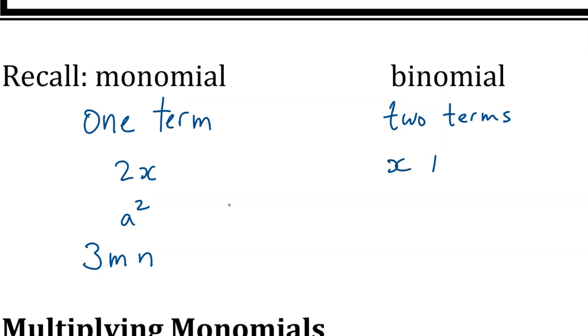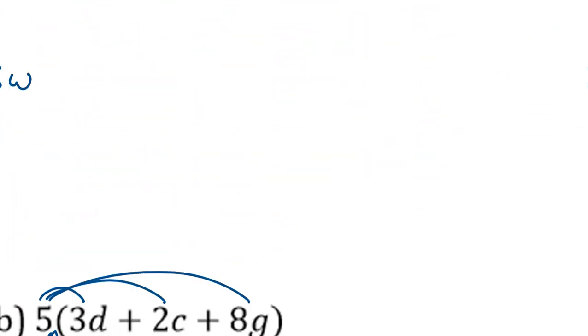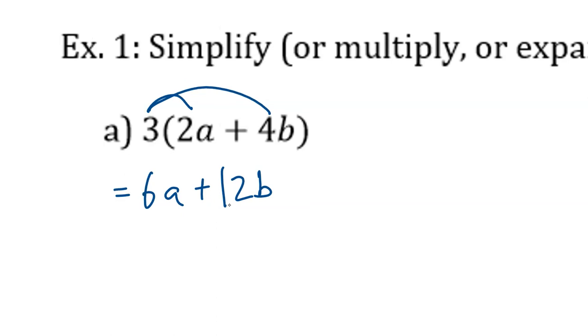Two terms, so x plus 3. a squared minus 7a. 5mn plus n squared. I'm just making them up, right? But notice how now I've got two things that are added. I can't actually add them because they're not like terms, but that makes it a binomial. When we were doing the distributive property, there's a binomial. Let me find another one. There's a binomial being multiplied by something, but that's a binomial. So we have seen these before and worked with them.